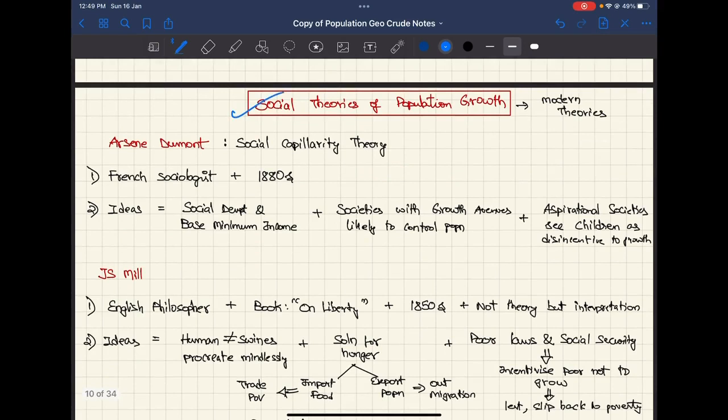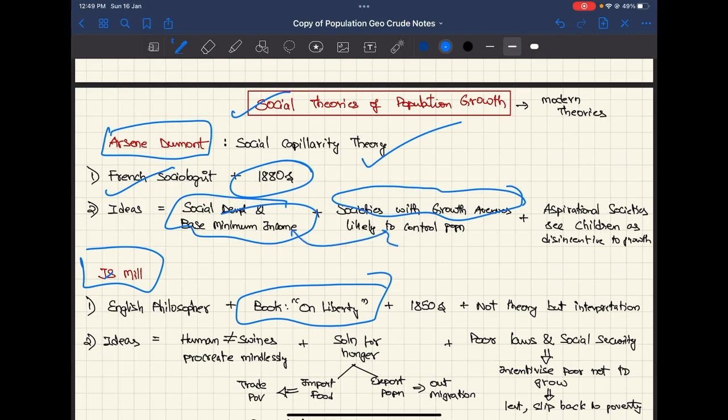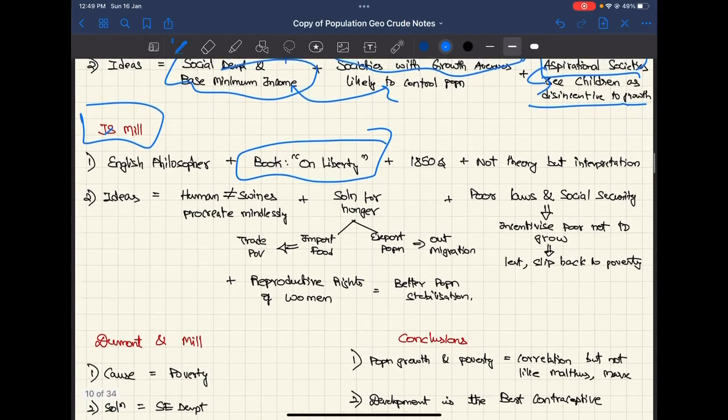Now coming to the social theories, we have Arsène Dumont and J.S. Mill. Dumont gave the social capillarity theory. Mill did not give any theory. It is an interpretation from his book On Liberty. Dumont is a French sociologist. He gave this theory in the 1880s. His ideas are social development and basic minimum income, and societies with growth awareness will control the population. Aspirational societies see children as a disincentive to their growth, career growth, for example.